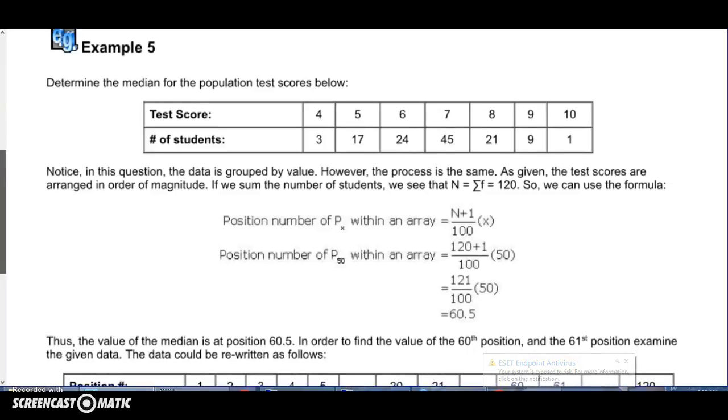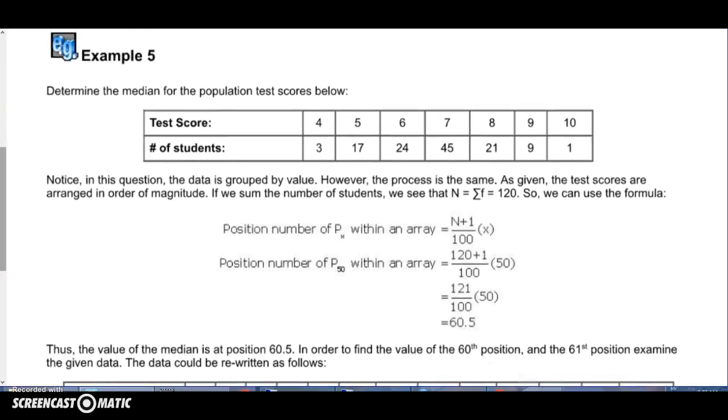So what happens now is sometimes data is not shown the same way. You don't get the individual data. You have a table of data like this, and you might have more than one person having an attribute. So in this case, we're looking at test scores, and reading this quickly, 3 people have a score of 4, 45 people have a score of 7, and you say, what's the middle value of this?